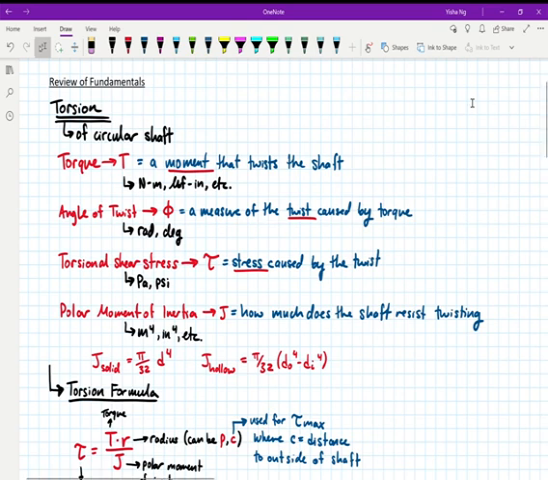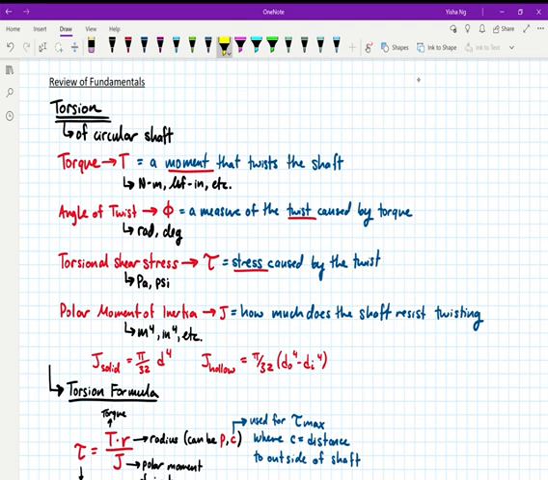So a couple of terms. Torque is represented as T here. It's a moment that twists the shaft, and so because it's a moment, its units are going to be Newton meters, pound inches, etc. You have angle of twist, which is represented by phi. Its units are going to be radians or degrees. And phi is a measure of the twist caused by torque.